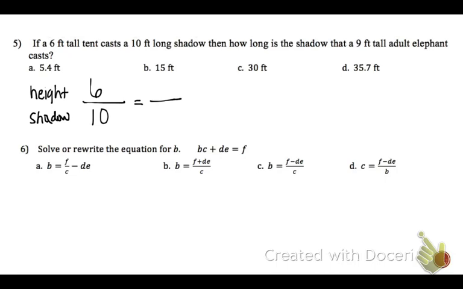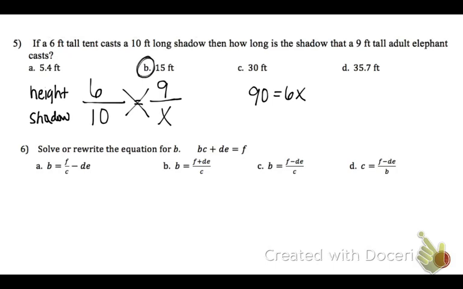now we have to make the same ratio for the elephant. We know that the shadow of the elephant, how long is this? We know that the elephant is 9 feet tall, so we're going to put 9 here for the height of the elephant and x for the shadow length because that's what we don't know. Cross multiply, we get 90 equals 6x. Divide both sides by 6, and we're going to get 15 feet.